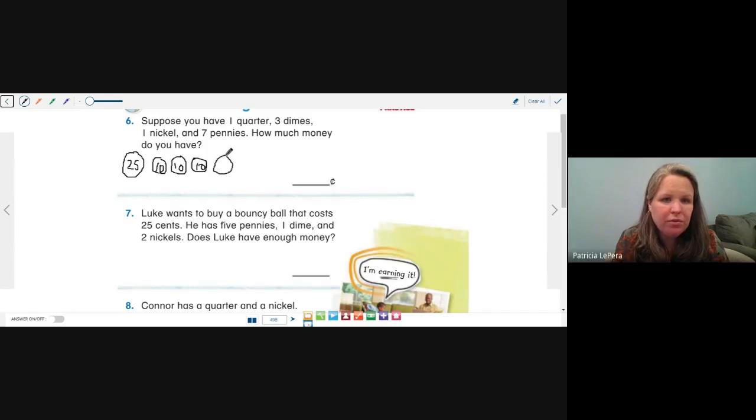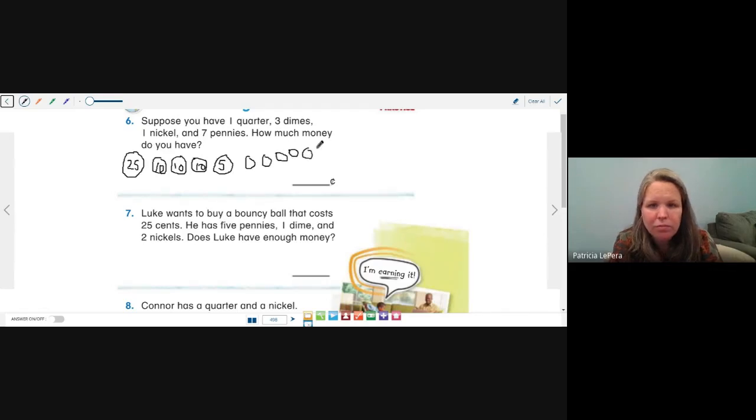1 nickel. Nickels are 5. 7 pennies. My 7 pennies, I'll put a little 1 inside each for my 7 pennies to add. 1 quarter, 3 dimes, 1 nickel, 7 pennies. And now I'm ready to add them together.